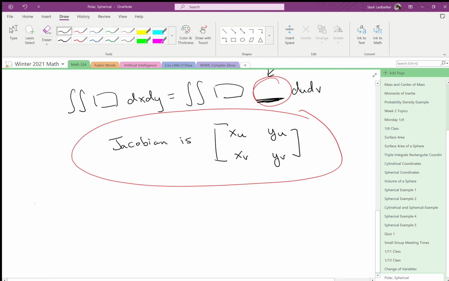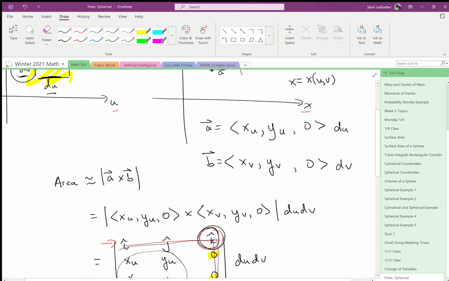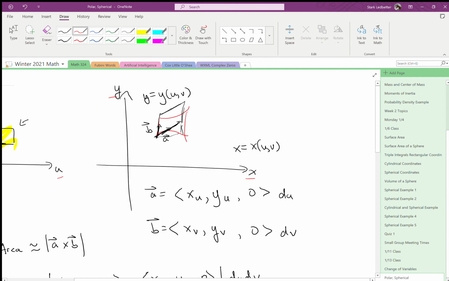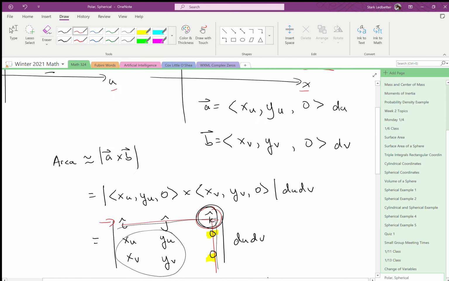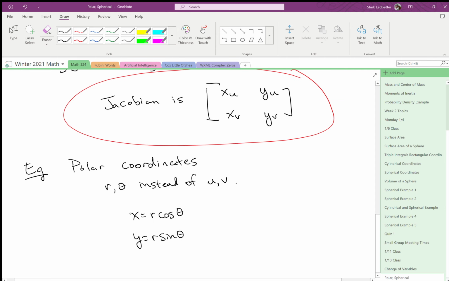So let's do an example for polar coordinates. So instead of u and v, we're going to have r and theta. R theta instead of u and v. And so remember, we wanted to write x and y as functions of the new variables, right? So let's do that here. We're going to write x and y as functions of r and theta. Well, we already know how to do that. X equals r cosine theta, and y equals r sine theta. And then I just need to calculate this Jacobian.